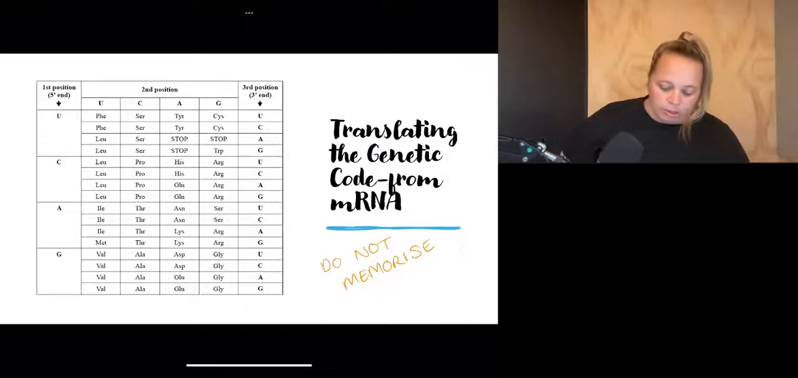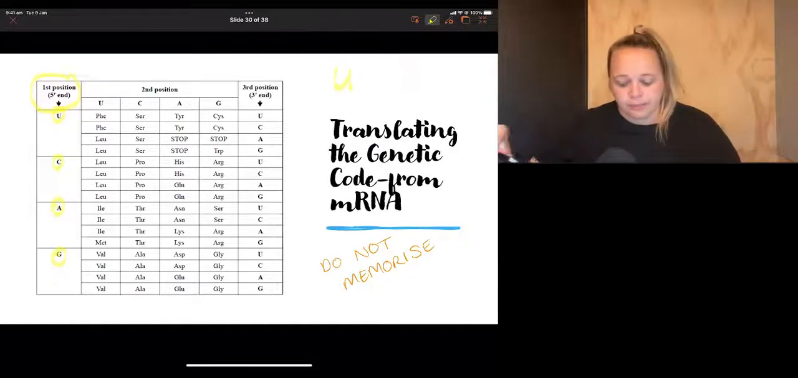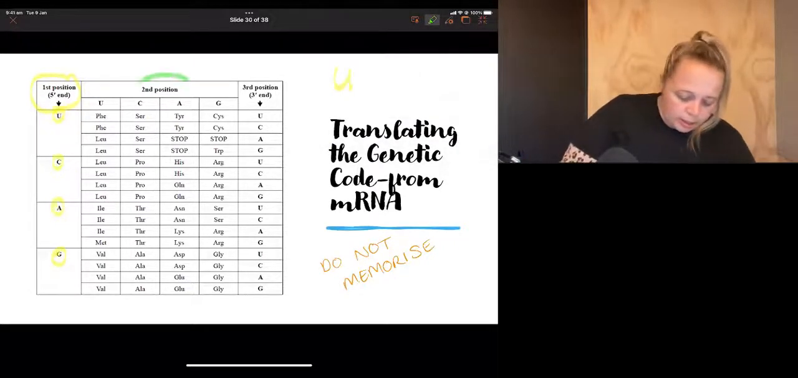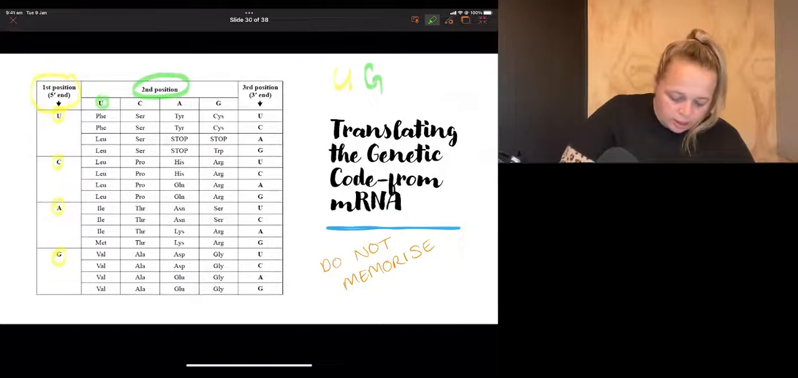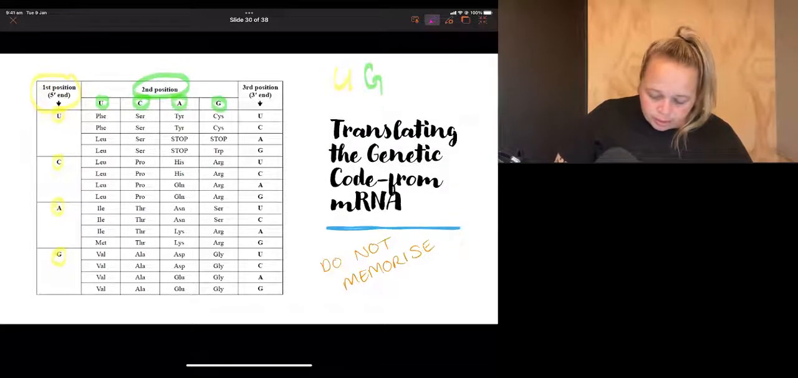So what we do with this is we always look at the first position down here. So the first position are these bases here. So have a look, if I have a U as my first base here, then the second thing that we're going to do is go to the second position, and in this case it's going to be a G. These are the second position ones, and then the third one is going to be a C, and that's the third position here, and that's all of these letters.